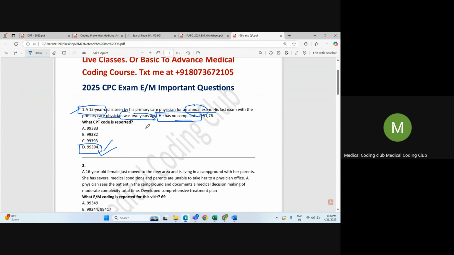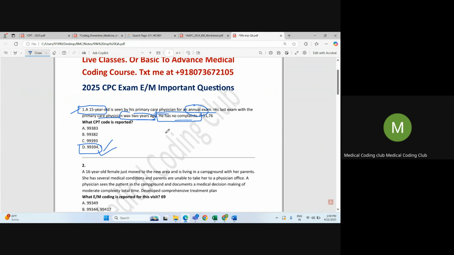I have explained the concept also. If they are asking about a new patient, select the new patient code. If they are talking about an established patient, select established patient codes. Check the patient age criteria. Okay, that's all for preventive medicine. And with preventive medicine, for example, a patient came for an annual exam. When the patient came for an annual exam, if the physician identifies any kind of acute problems, that acute problem will be treated separately.